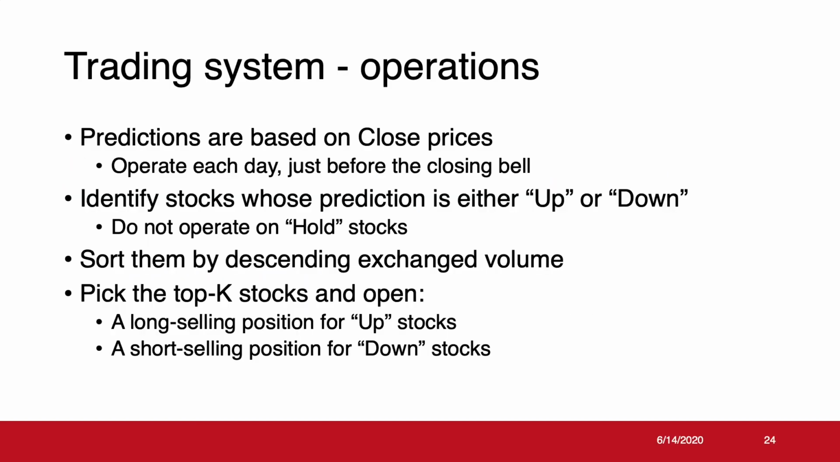The final stage of our pipeline is the actual trading system. So let's see a few key points. First, since the labels are computed on closing prices, we must operate each day right before the closing of the market. In these few moments, we identify the stocks with either up or down predictions, and we sort them by descending exchanged volume, which raises the most traded ones in the past days. We then pick only a limited number K of them and open a long buying position for up stocks and a short selling one for down stocks.